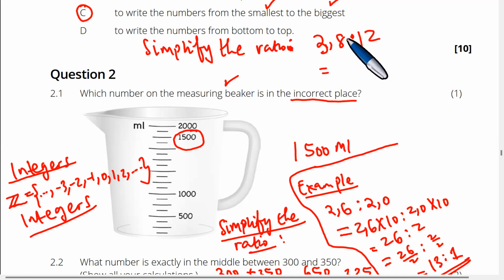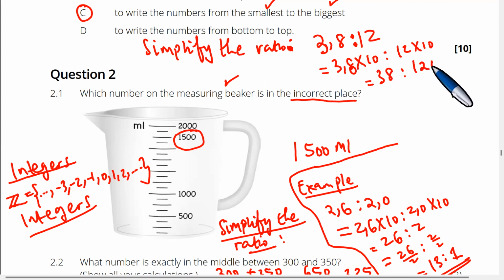There is one decimal place here, so you need to take this one and move the decimal point. To move the decimal point, you must multiply by 10, but you must also multiply the 12 by 10. The one decimal place is going to move and it becomes 38, and this becomes 120.